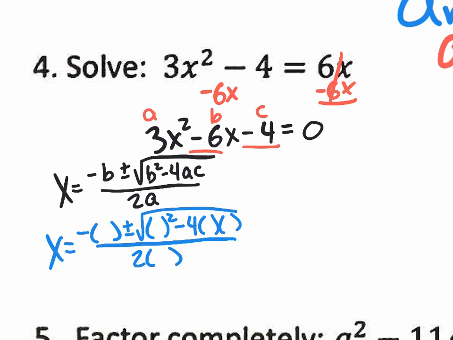The b value is -6. The a value is 3. The c value is -4. So we always start by working out the discriminant.